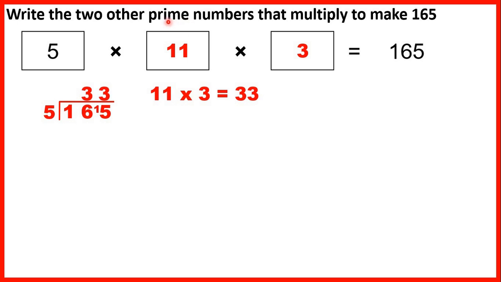So these missing numbers must be 11 and 3, and they're both prime numbers. 11 is only in the 1 and 11 times tables, and 3 is only in the 1 and 3 times tables. So they both have only 2 factors. So 5 times 11 times 3 equals 165.